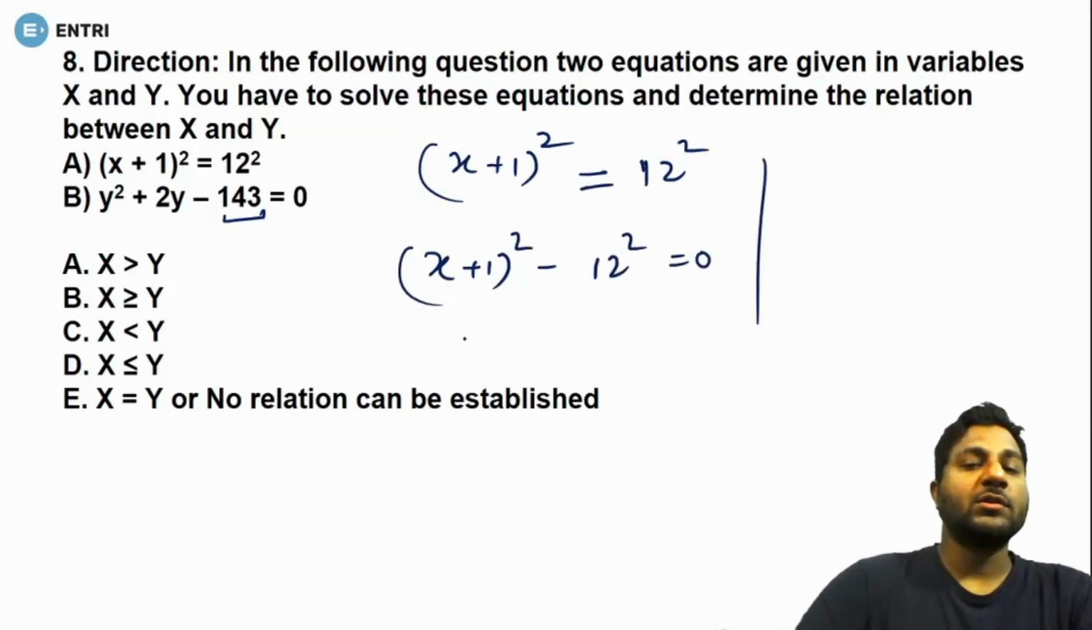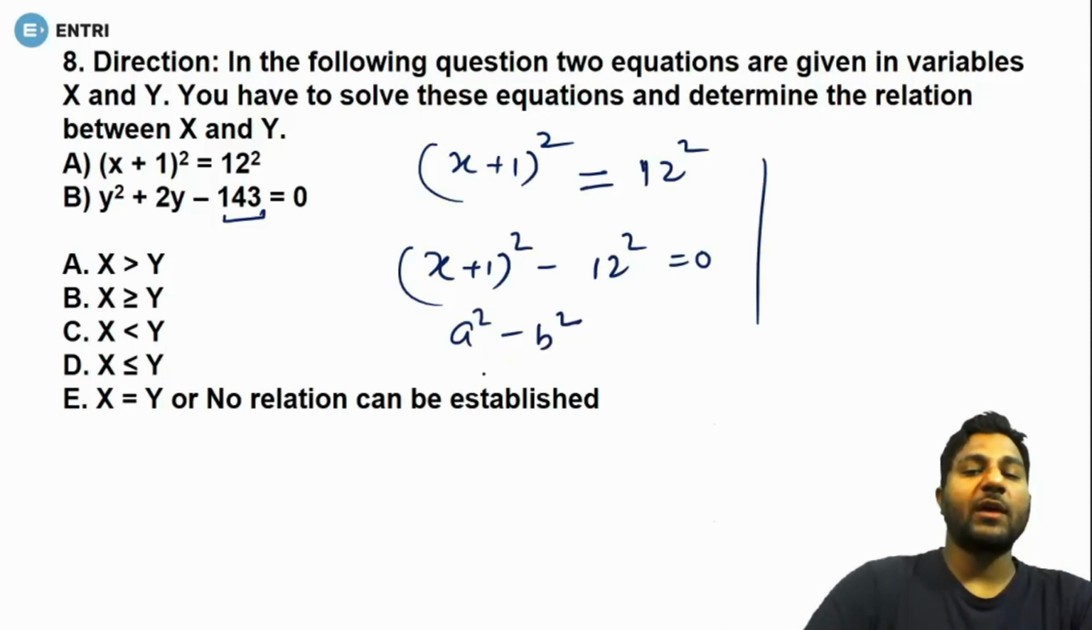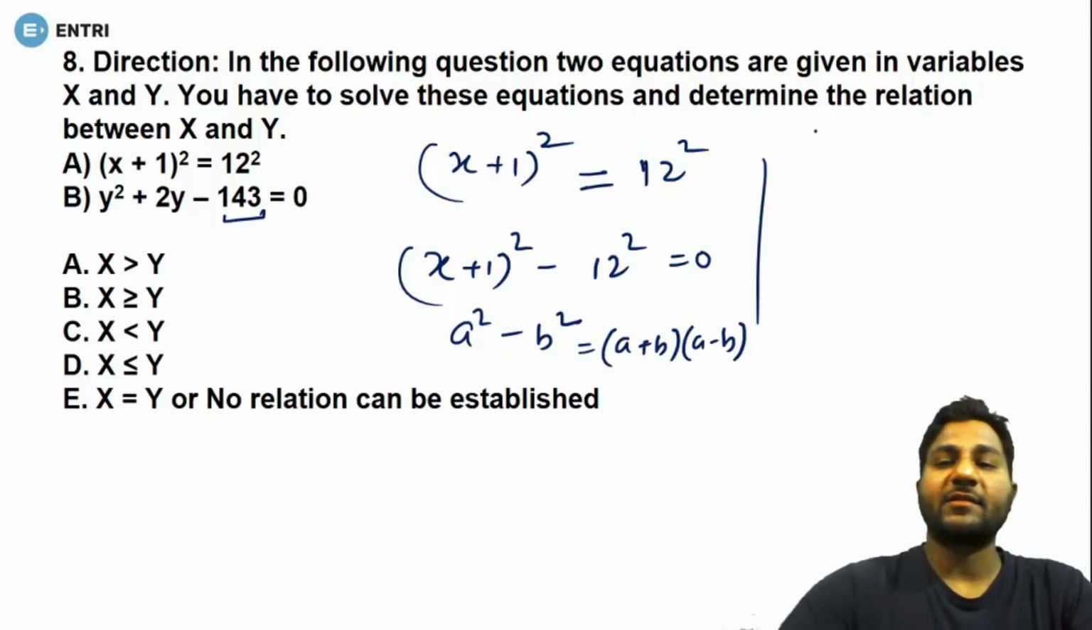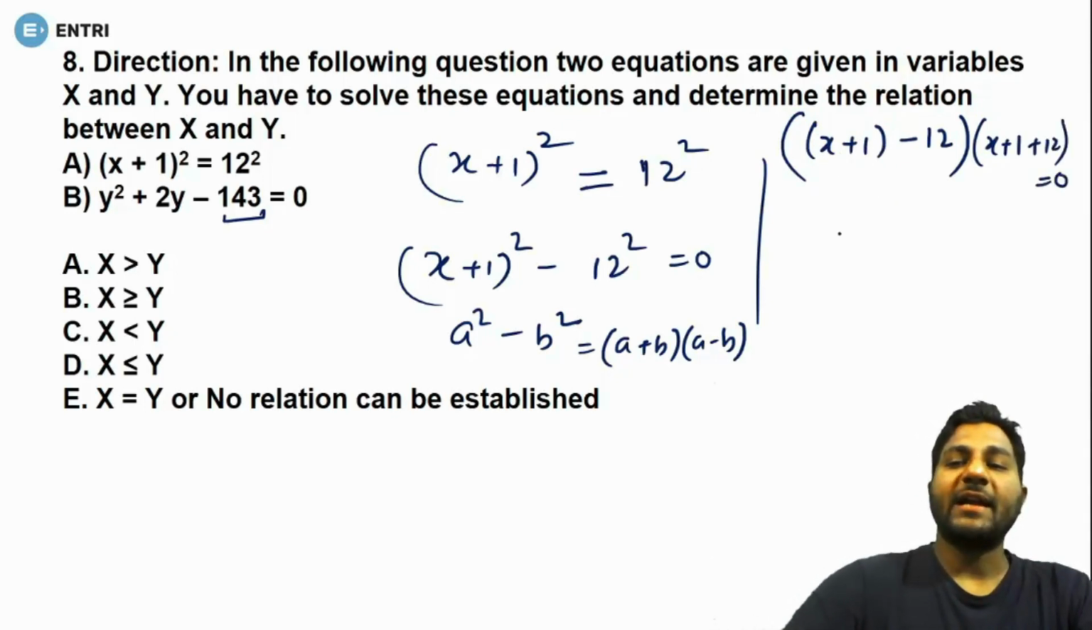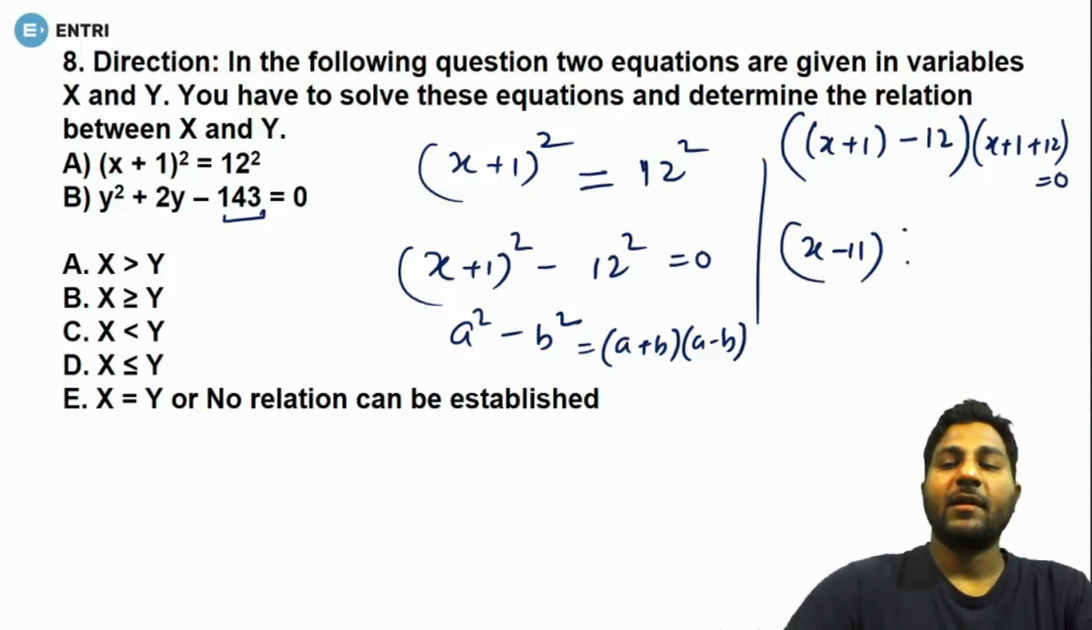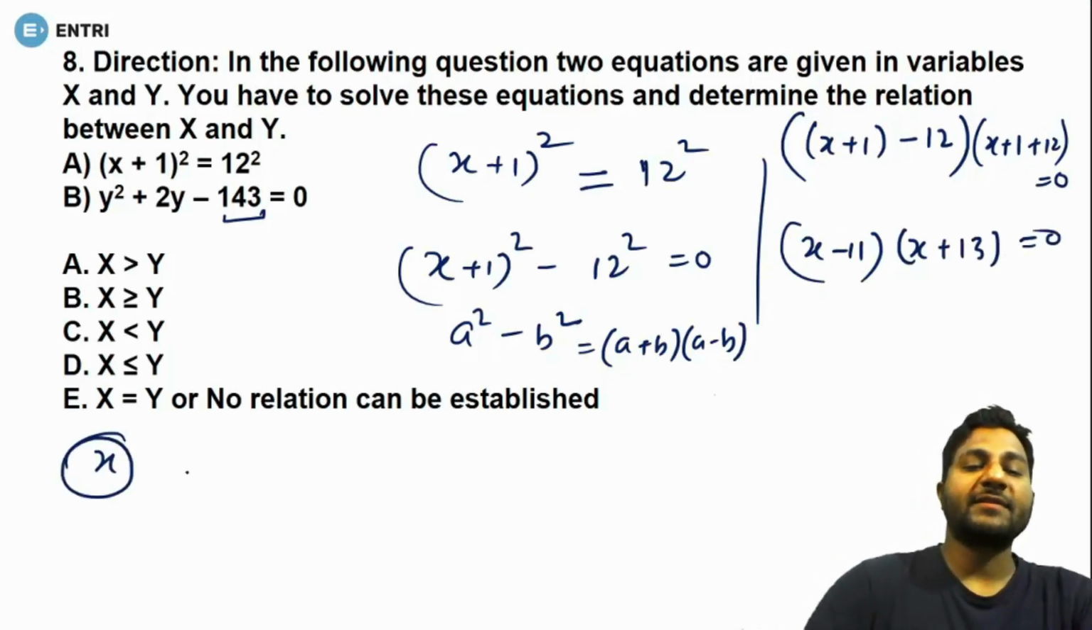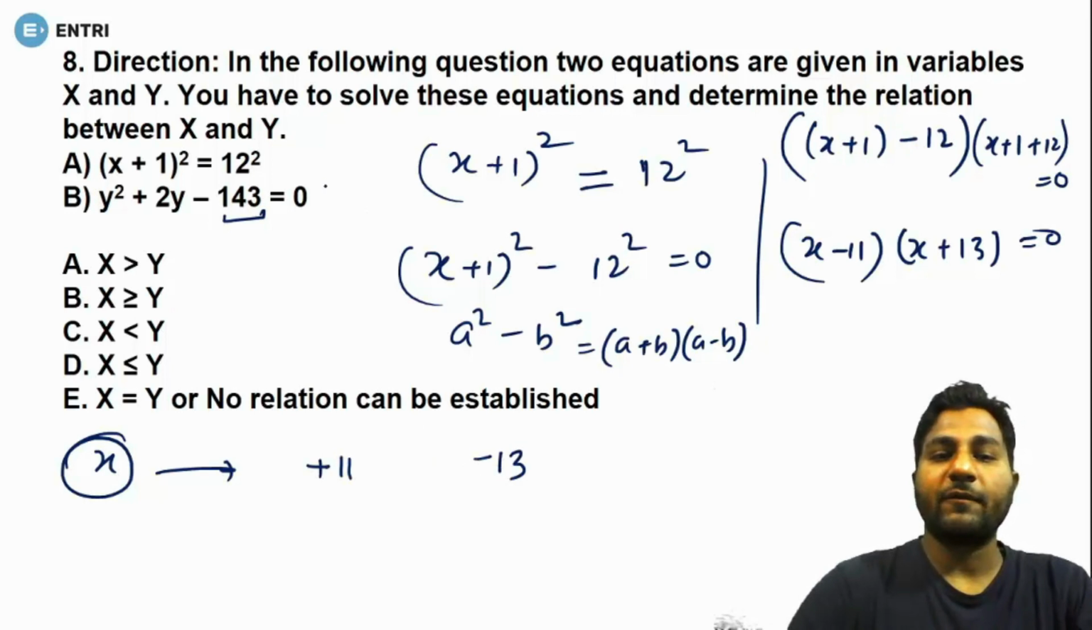Now you know the formula of a² − b² as (a + b)(a − b). Now it is (x + 1 − 12) in one bracket, and (x + 1 + 12) in the second bracket. That means (x − 11) and (x + 13). Now you will be getting the roots of x as +11 and −13. So we don't need to solve further.